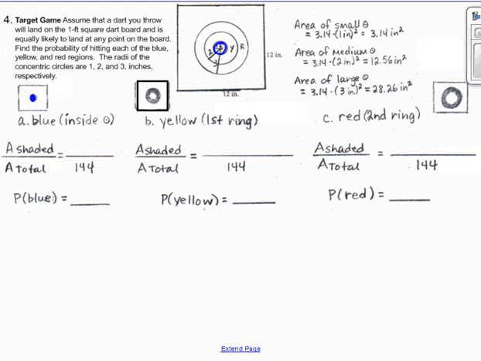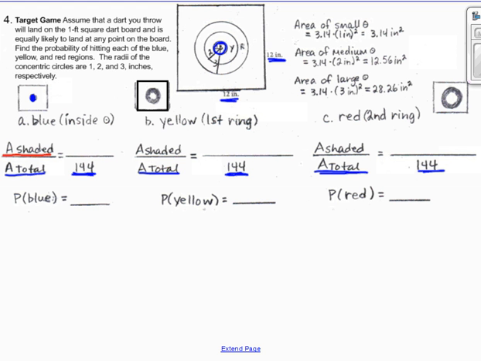So what they did is, they said it's a 1 foot square dartboard, and notice that for the total area, they put side squared, 12 squared, which is 144. And notice that's the same for all of them, because that's the area of the total shape. Now the hard part is figuring out the area of the shaded.